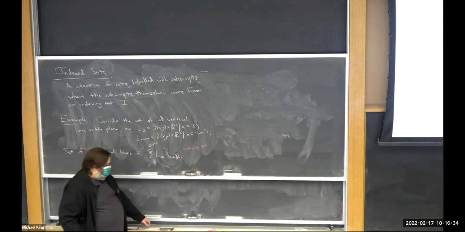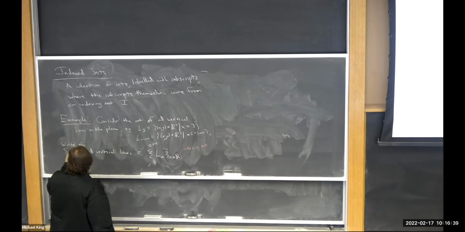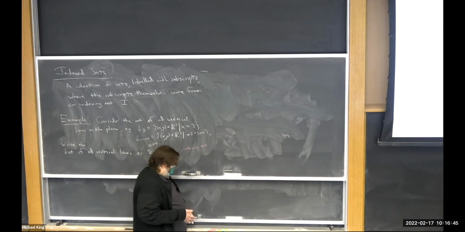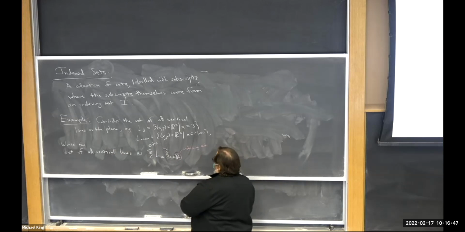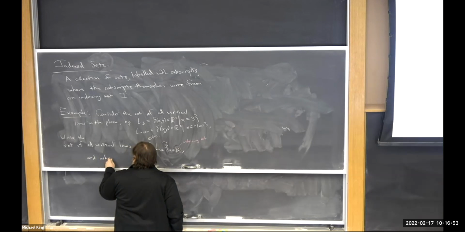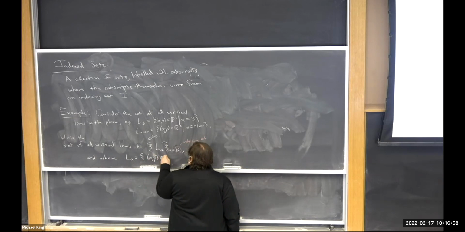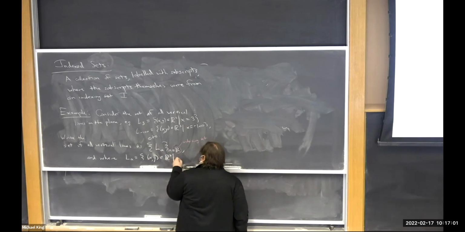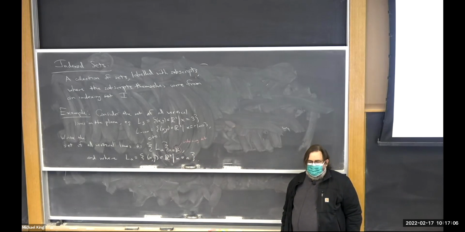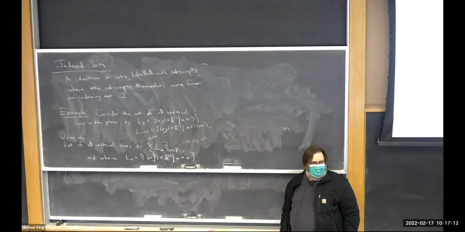So we write the set of all vertical lines as this, where you might need to specify what we mean by L sub A, and where L sub A equals the set of x and y in the plane such that x equals A. So it's a set of sets, but we listed them by an indexing set. Okay.